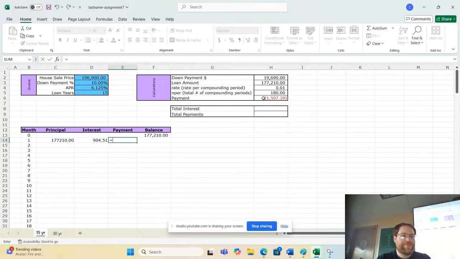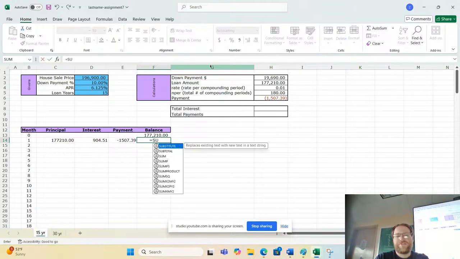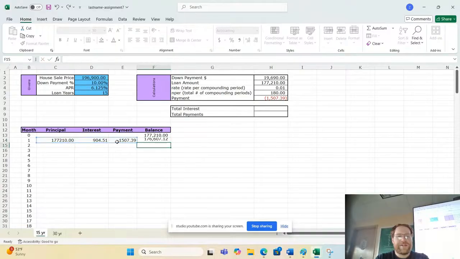Now the payment amount we know is going to be the H6 value, but again, that never changes. So dollar signs everywhere to indicate that it doesn't change. Gives you a payment of $1,507.39. Since I didn't change anything with the sign on it, we can just add up all of these values to get the new balance at the end of the first month.